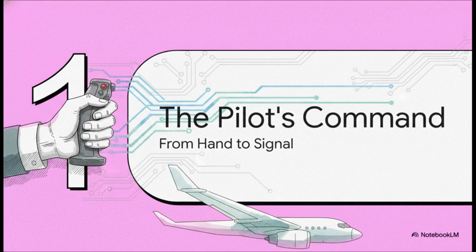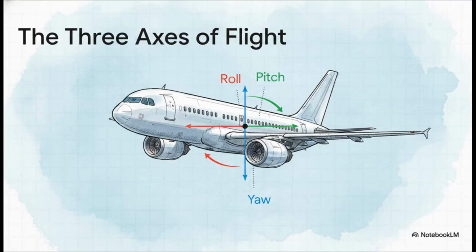Okay, so let's trace this journey right from the very beginning. It all starts with a pilot's physical input. How do they actually tell this incredibly complex machine what to do? Well, it really all boils down to three basic movements.